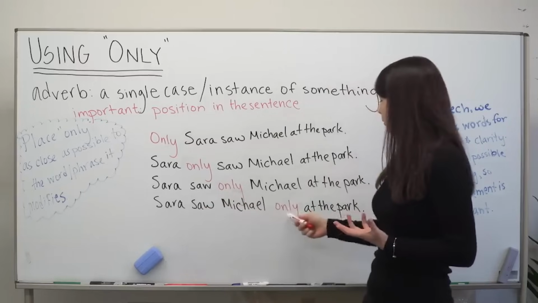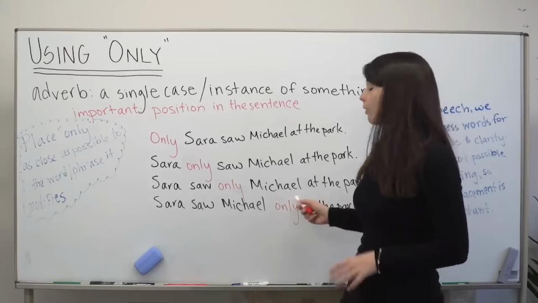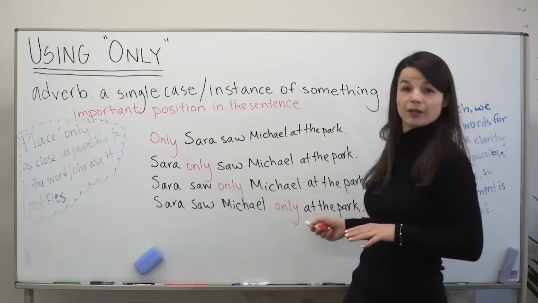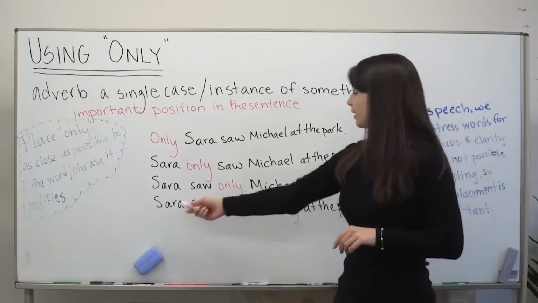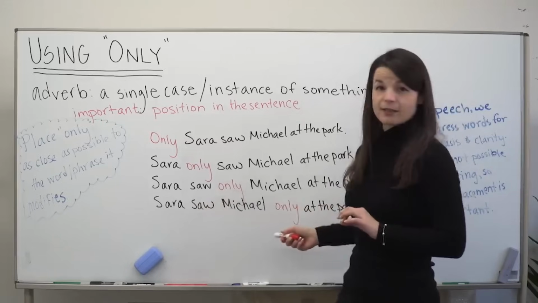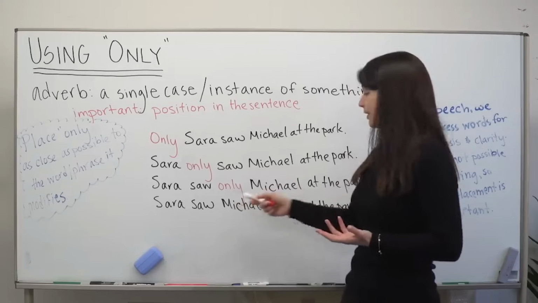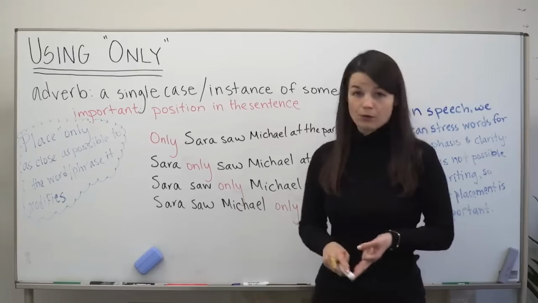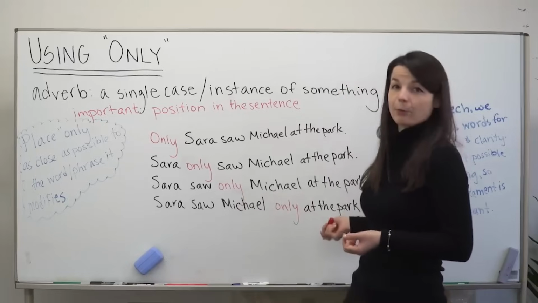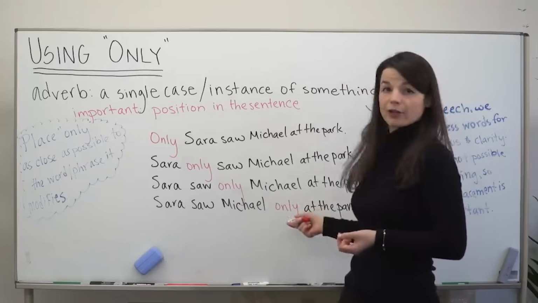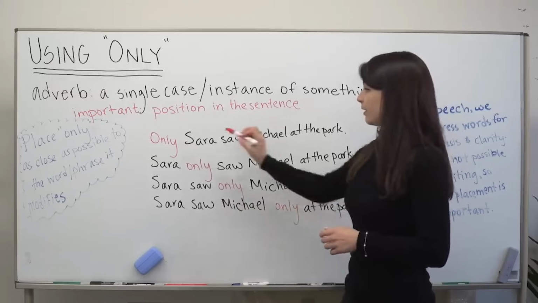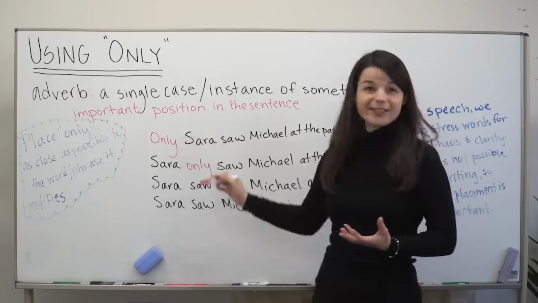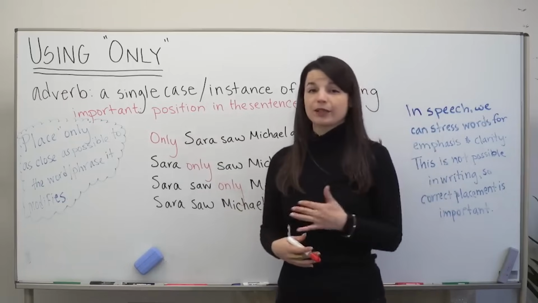Sarah saw Michael only at the park. So here, the word only is coming before this phrase, at the park, this location in this case, meaning that there was a single place where Sarah saw Michael. So Sarah did not see Michael at the supermarket, she did not see him at the store, she did not see him at school. She saw him only at the park. So there's a single location where she saw Michael. So these four sentences show us how much the meaning of a sentence can change depending on our placement of the word only.